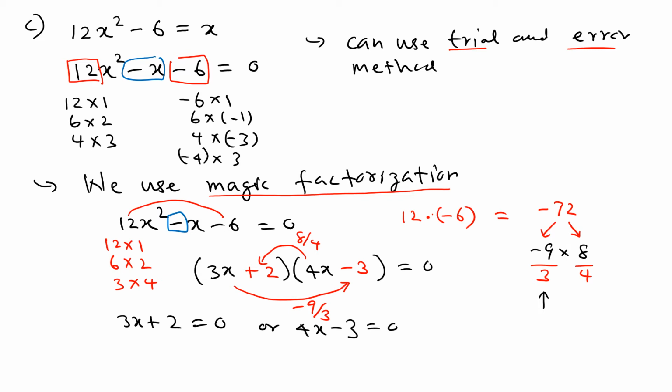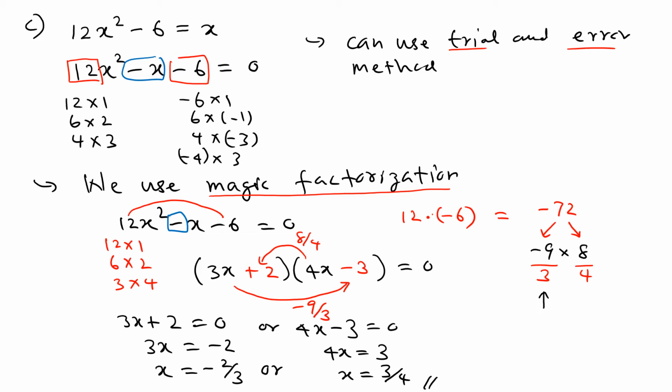This is very easy to simplify. You subtract 2 from both sides and then divide by 3, so you get x equals negative 2/3. That's the first solution. The other solution is similar: 4x equals 3, and if you divide by 4, x equals 3/4. That's the other solution. So this is how we use the magic factorization approach when the leading coefficient is not 1.